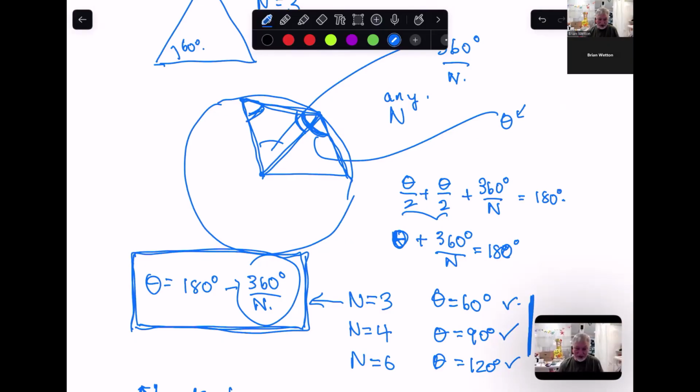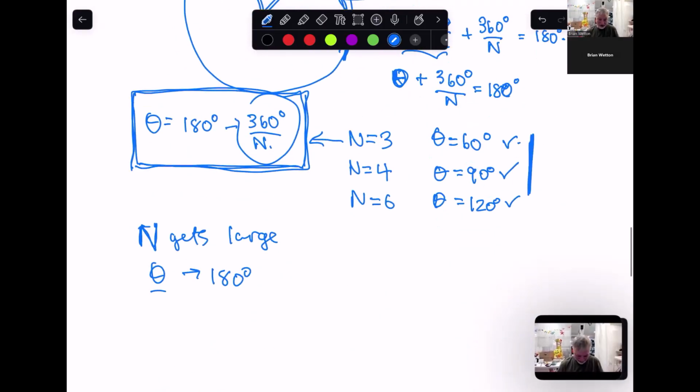Which is another way to see why these shapes for large n look more and more like a circle, where you could sort of see that these things are basically flat here. So interior angles of 180 degrees.